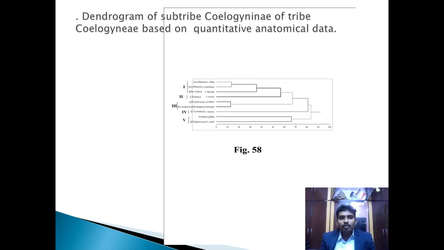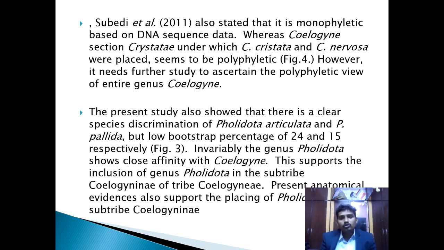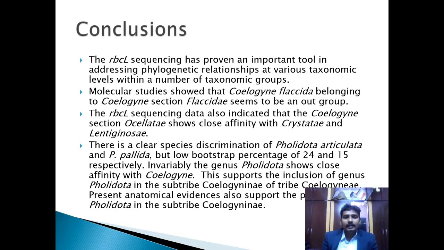This is the dendrogram construction of subtribe Coelogyninae of the tribe Coelogyneae based on the quantitative characters. The present study also showed a clear species discrimination of Pholidota articulata and Pholidota pallida, but with low bootstrap percentages of 24 and 15 respectively. Invariably, the genus Pholidota shows close affinity to the coelogynes. This supports the inclusion of the genus Pholidota in the subtribe Coelogyninae of the tribe Coelogyneae. We conclude that rbcL sequencing has proven an important tool in addressing phylogenetic relationships at various taxonomic levels within a number of taxonomic groups.